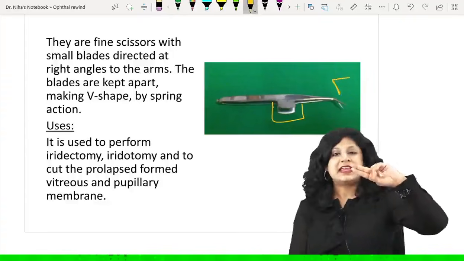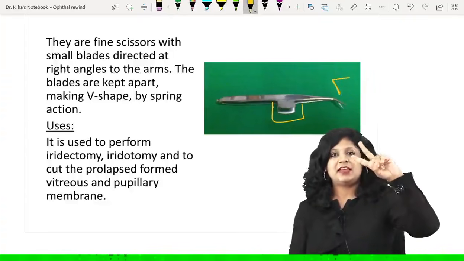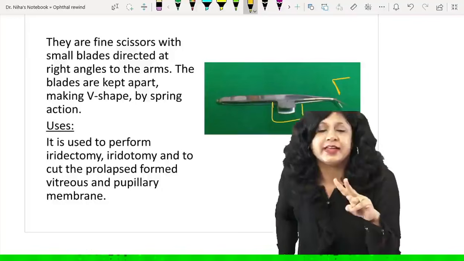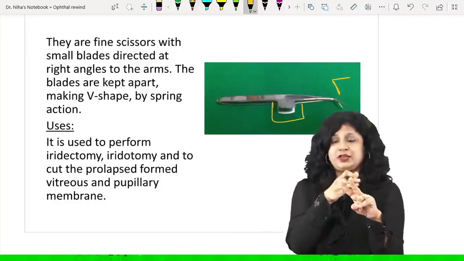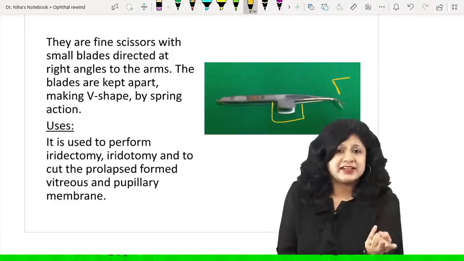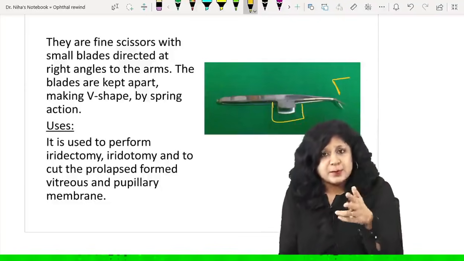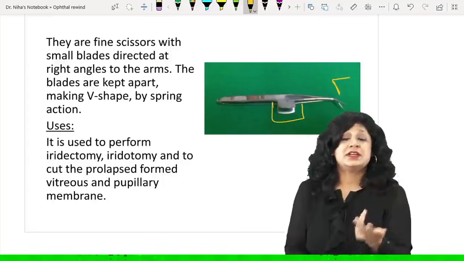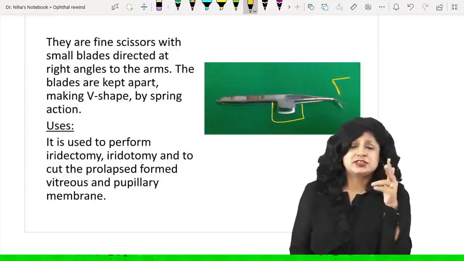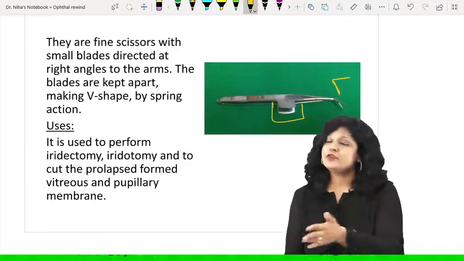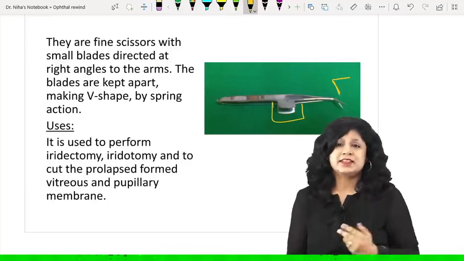Typical V it is making. So this is again a spring action and making a wedge shaped cutting. So this can be used instead of the iris forceps also. You can use it for the iridectomy or for cutting the pupillary membrane. Sometimes there are persistent primary hyperplastic membranes, you have to cut those, or you have to cut some adhesions, synechiae, for all those. So it's a multi-purpose scissors that you can use.